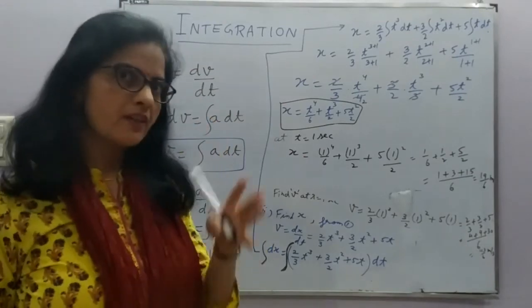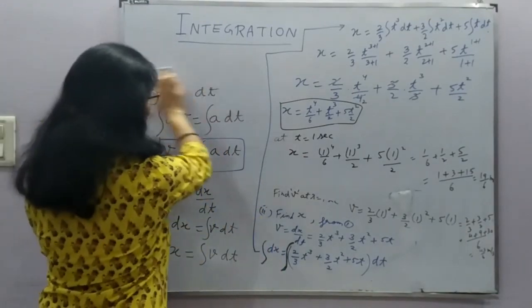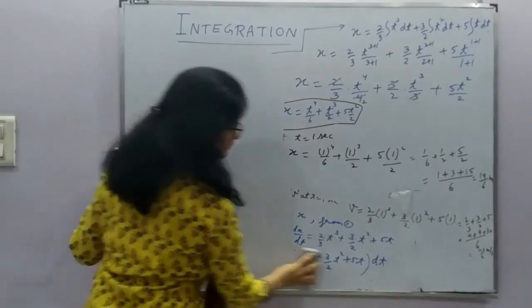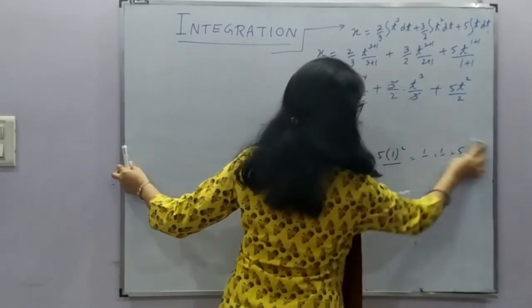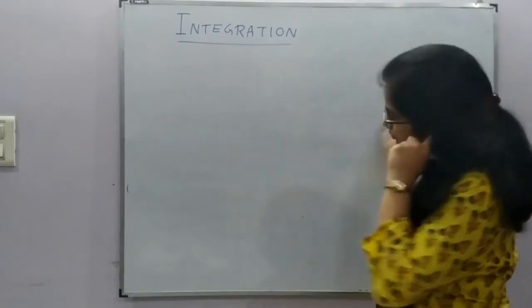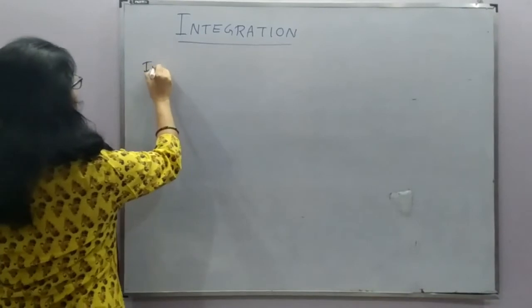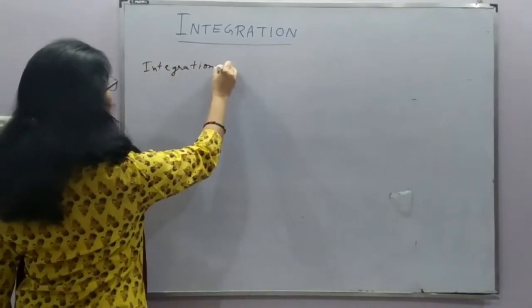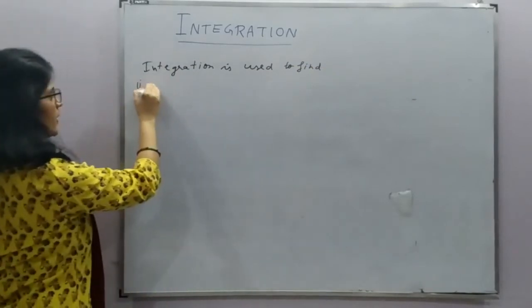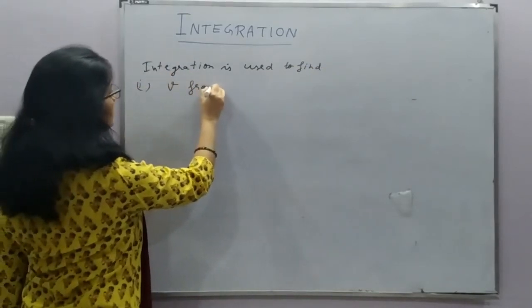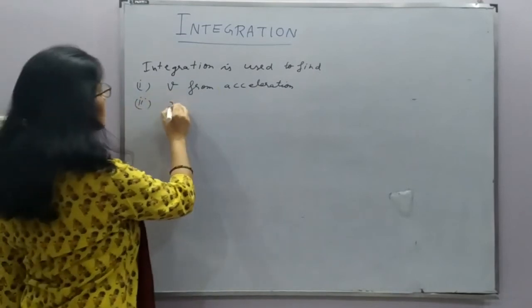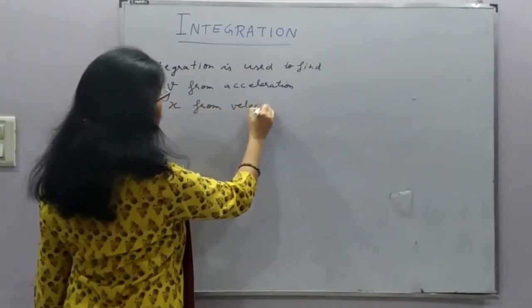Right? So this is how we calculate velocity and displacement if acceleration is given. So one very important point to note over here is, right, integration is used when we have to find velocity from acceleration and displacement from velocity. So integration is used to find, number 1, velocity from acceleration, right, and number 2, displacement from velocity, right.